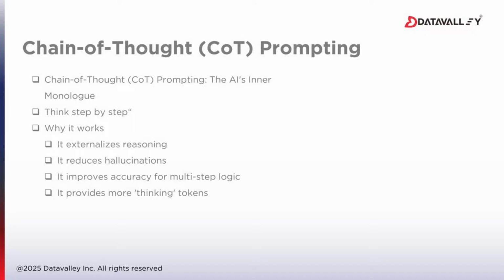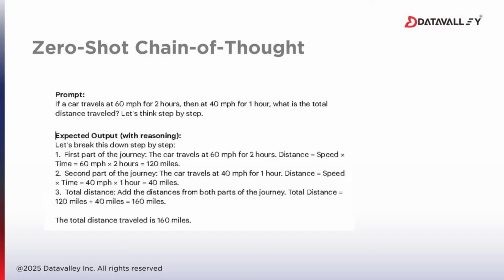And the inner monologue, which is very essential, means the LLM generates its own thought process as part of its output. So here the chain of thought will guide the LLM towards a more accurate final answer. That is the importance of chain of thought.